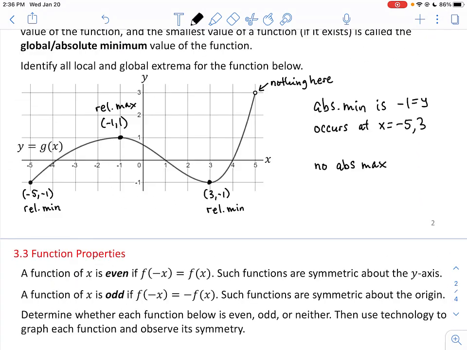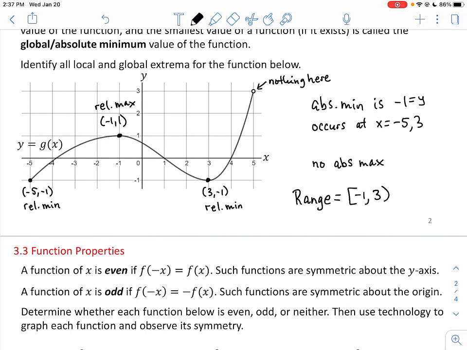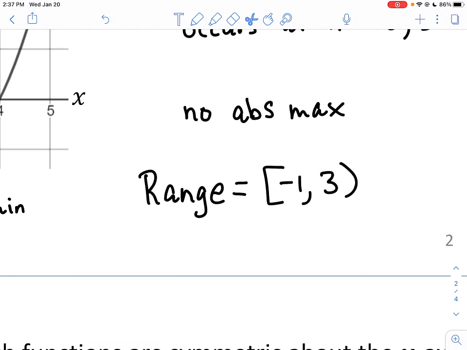Now, another way to determine what the absolute max and absolute min of a graph is just to look at the range. The lowest y-coordinate in the range is -1, and it's included, and the highest would be 3, but excluded because of the hollow point. But when you have a range that's a partially closed interval, if it's closed on one side, then that's going to correspond to the lowest y-coordinate possible, so the absolute min will be -1. But the fact that the range ends on a hollow, or parentheses, means that there will be no absolute max.